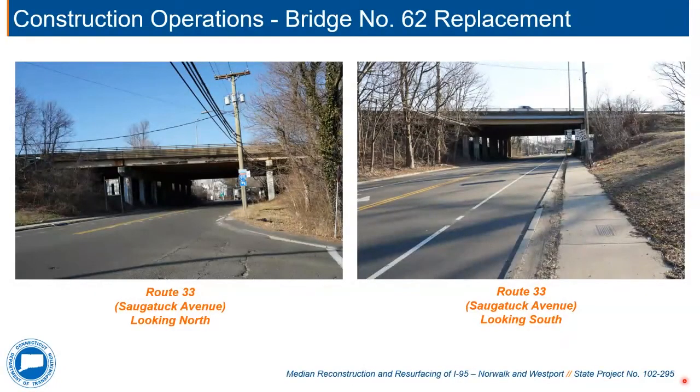Moving on to the replacement of Bridge 62. These photos depict the existing 3-span bridge with the 2 short approach spans flanking the main span over Saugatuck Avenue. Also, please note the existing utilities which run along Saugatuck Avenue and are carried beneath the bridge.